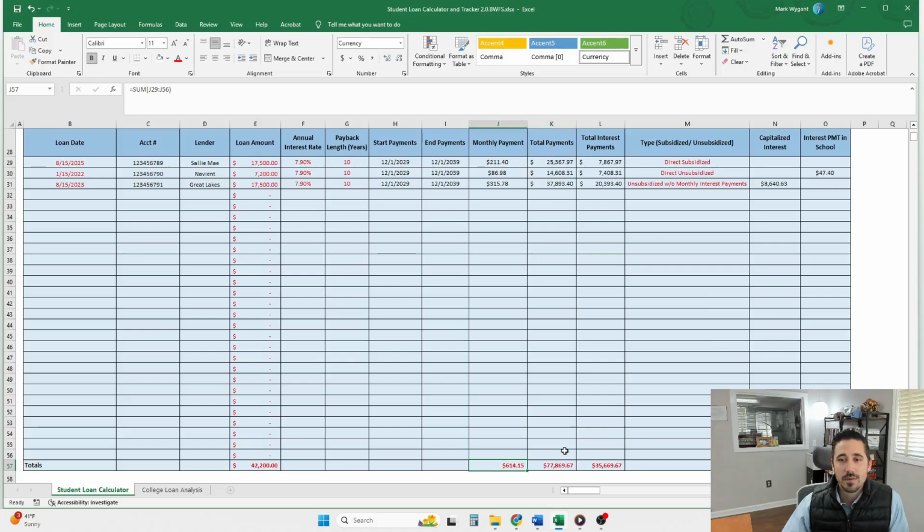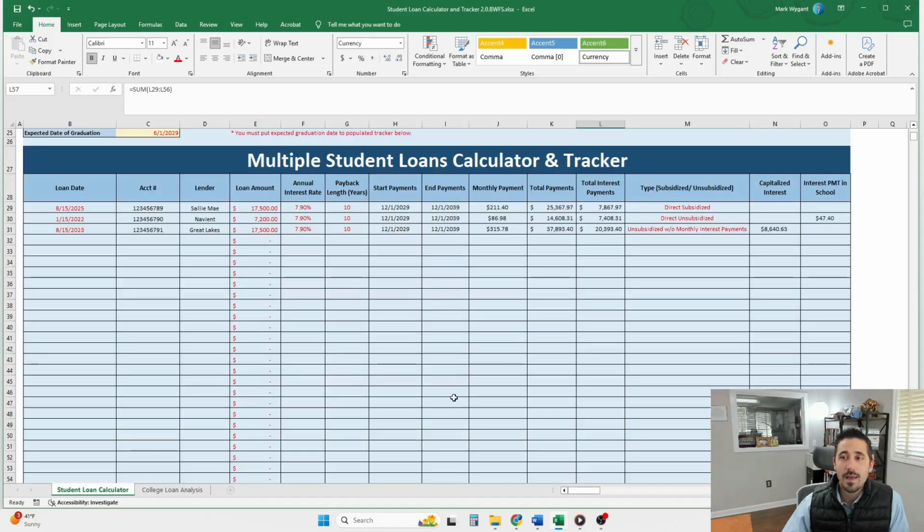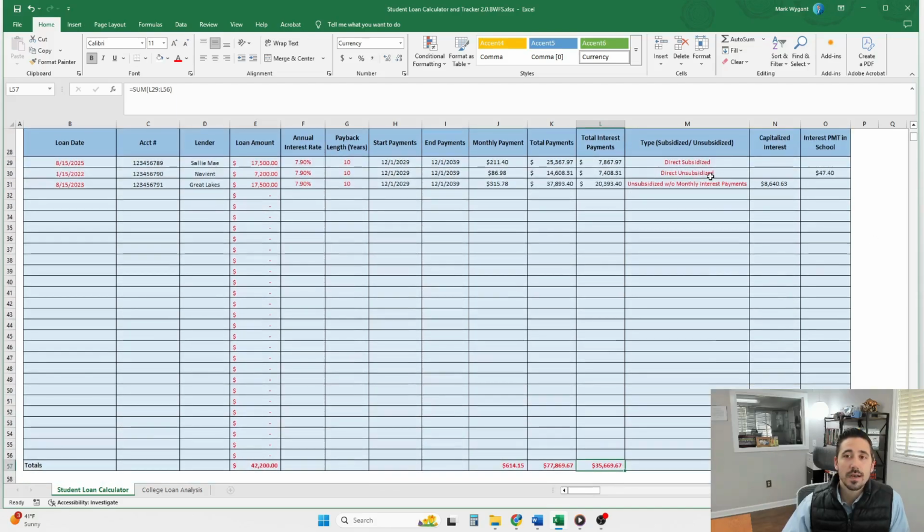Okay, this is a rough idea of all the payments I'm going to make, and this is a rough idea of how much interest I'm going to be paying the entire time paying back these student loans. So that it gives you a good idea so that you can see that as well. If I had multiple different unsubsidized loans, you'll see down here, it gives me a quick idea of how much interest I'm going to be paying a month in school.